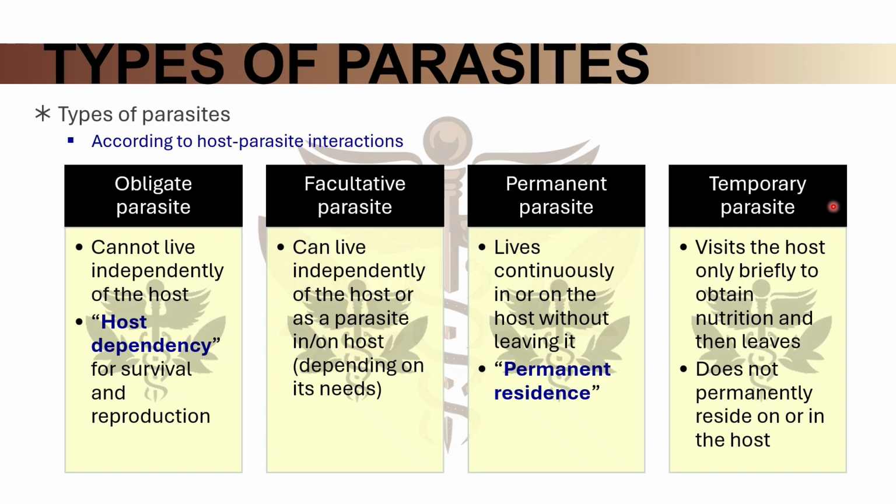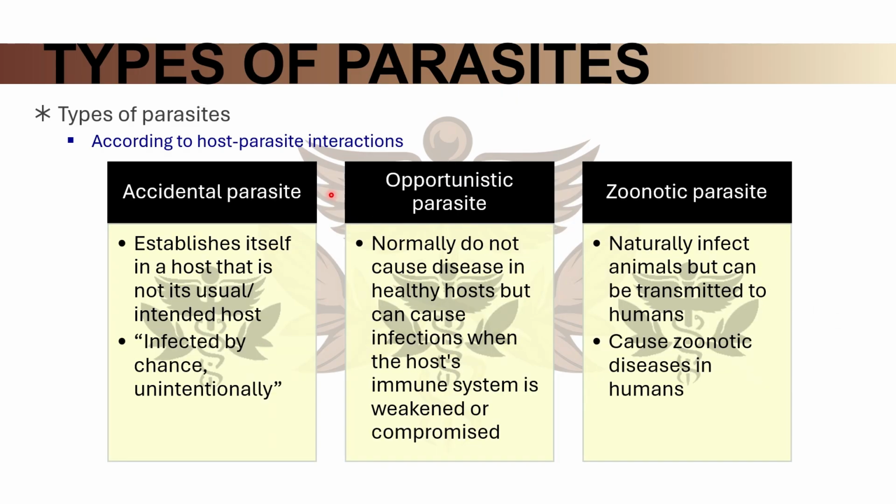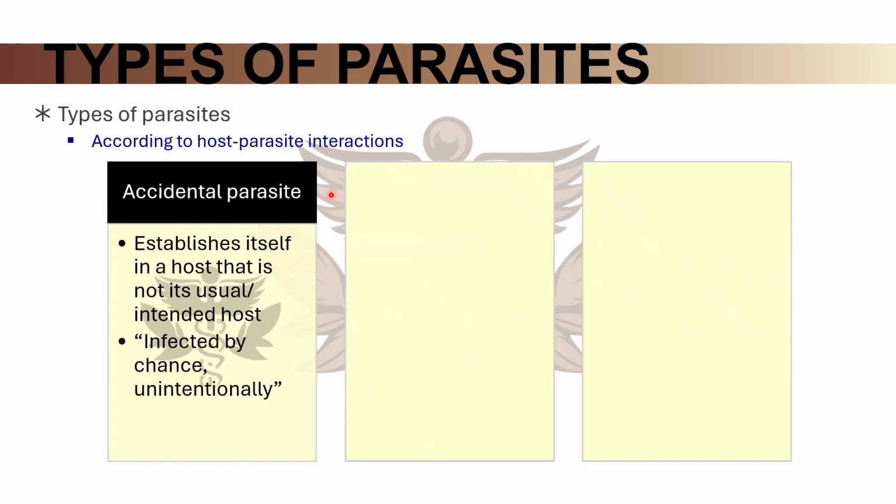Temporary parasites visit the human briefly to obtain nutrition and then leave when they're done. The most common examples of temporary parasites are mosquitoes and bedbugs that feed on human blood for a short time before leaving. Accidental parasites establish themselves in a host that is not their usual host. For example, parasites normally infecting animals but occasionally found in humans like Toxocara canis are accidental parasites.